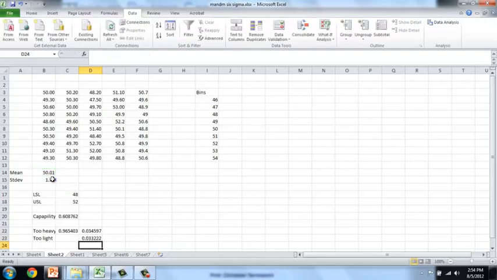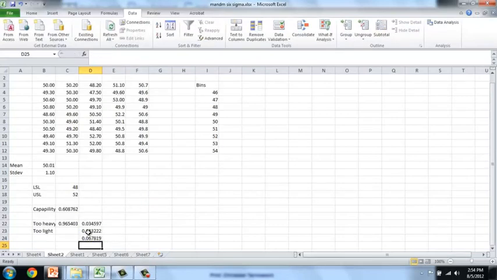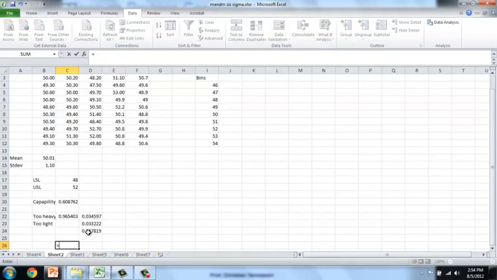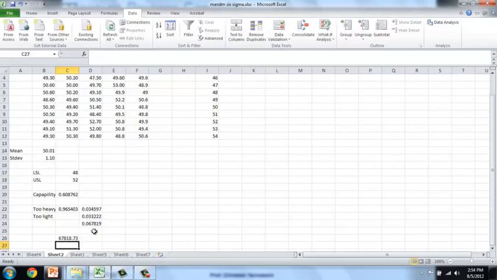Now for a defect, I either need to have the bag be too heavy or too light, and so the sum of those two is simply the probability of a defect. Now I can take this number and multiply it with, say, 1,000,000 units in a production run to get a number that is known as the ppm, the parts per million. So we have 67,818 parts defective per million parts.